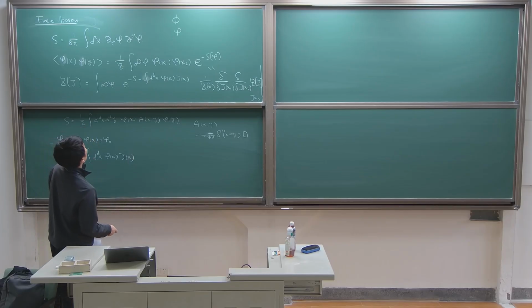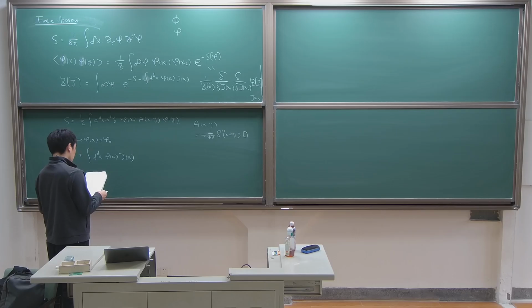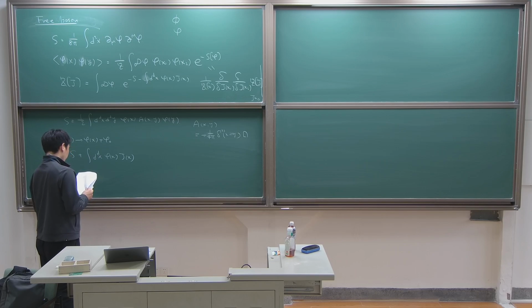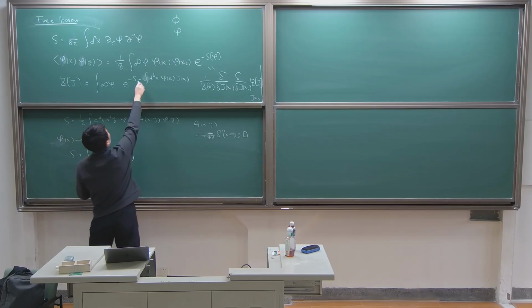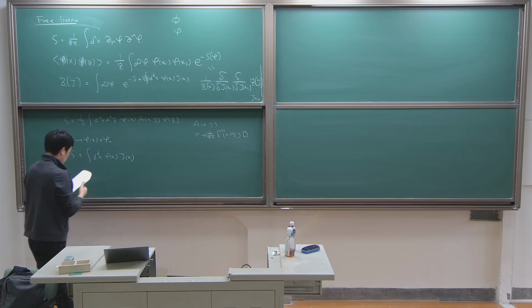So that's phi of x, j of x. I think there's a typo. No, it's okay. I think here is a typo. This should be plus.